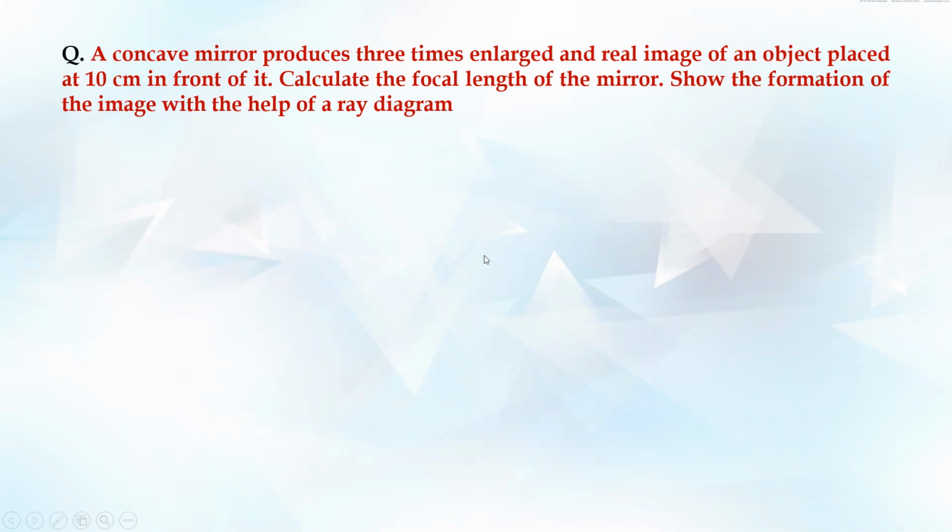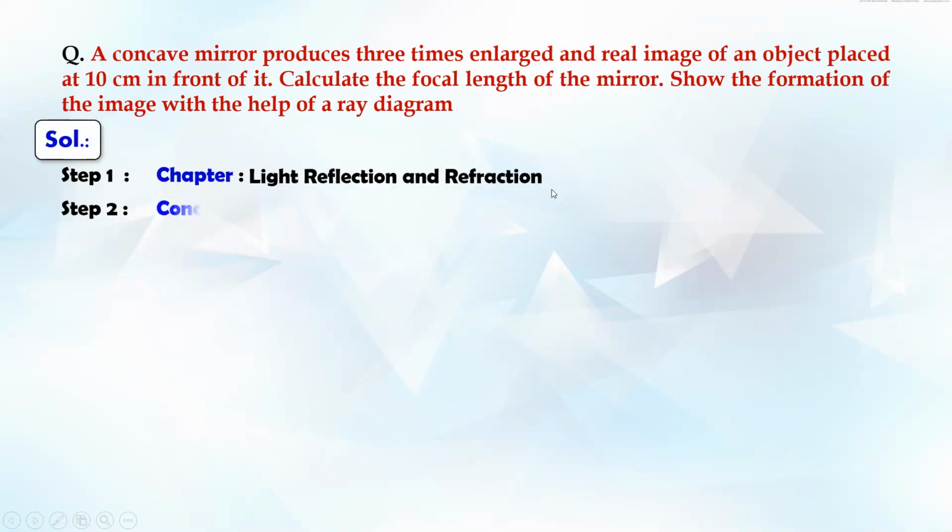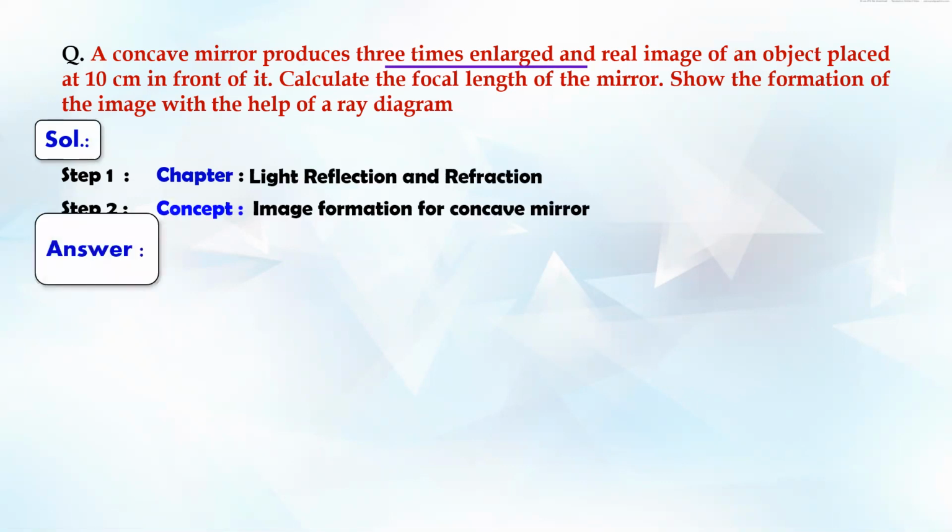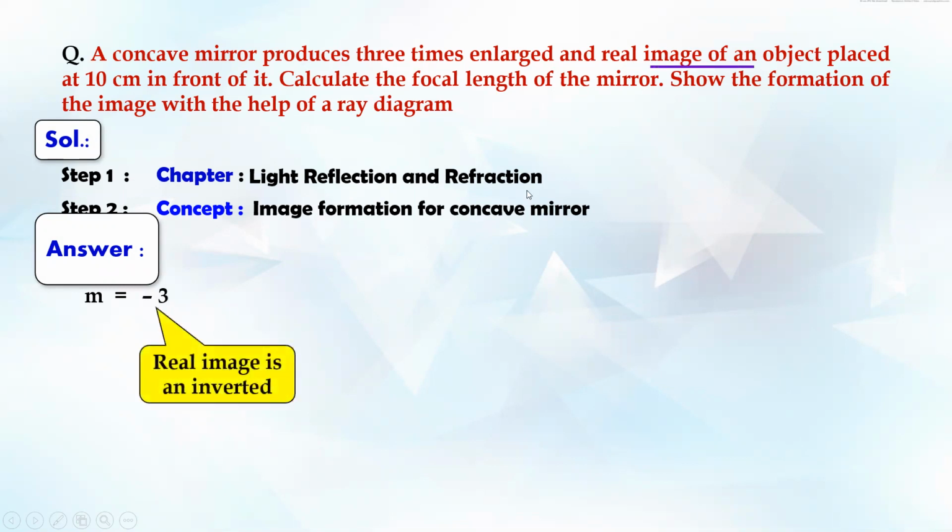We can start with the solution. A concave mirror produces 3 times enlarged and real image. 3 times enlarged matlab the magnification is given, that is 3, isn't it? Right. Now when I say magnification is 3, since it forms a real image, we know m का value is negative. If it's a virtual image, it is positive. So hence in this case, 3 times enlarged, and since it's a real image, it is always inverted. The image उल्टा आएगा, इसलिए हमेशा minus आएगा तो. Right. And an object is placed at 10 centimeter in front of it.